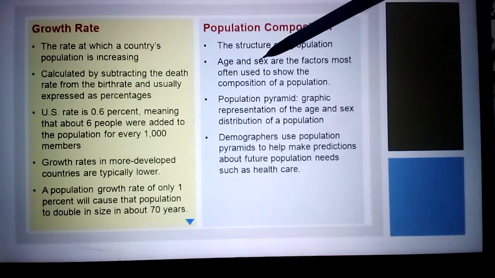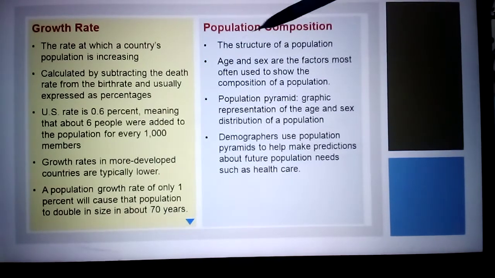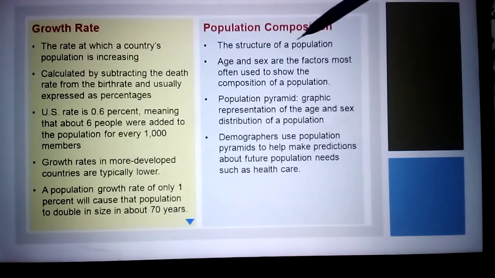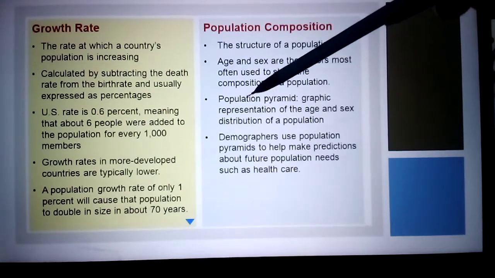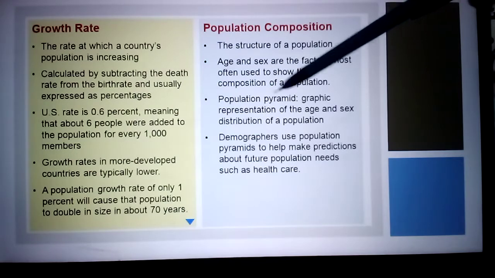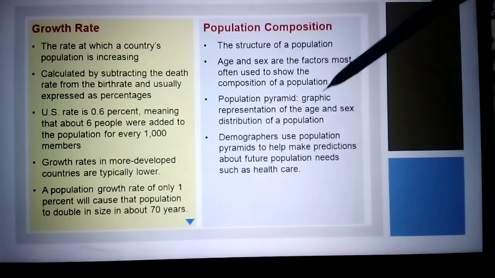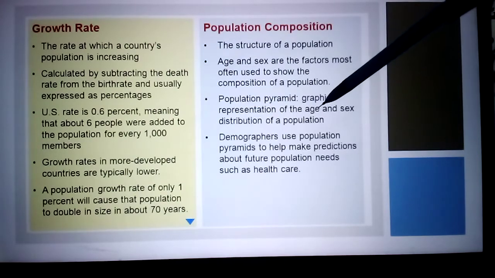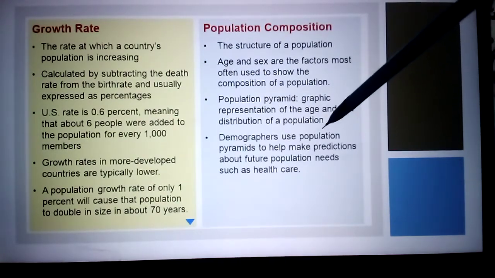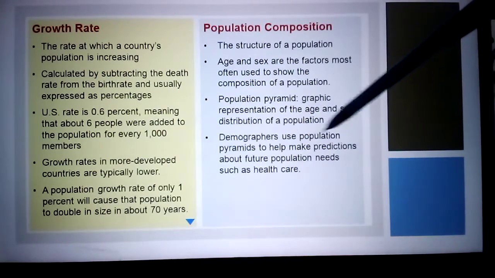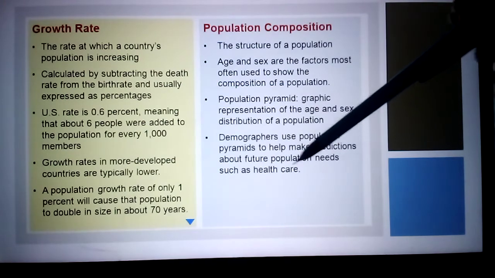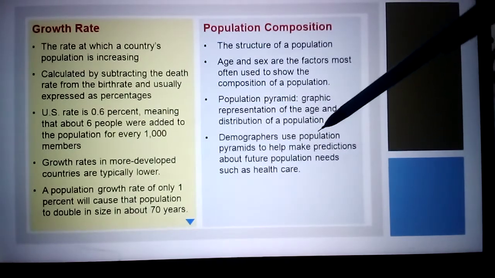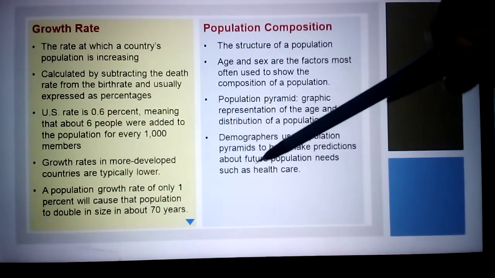Next, based on sex, the male population and female population in each age group are the factors most often used to show the composition of a population. We show this in a graphic representation, the population pyramid. It is a graphic representation of the age and sex distribution of a population. Demographers use population pyramids to help make predictions about future population needs such as healthcare. By seeing the population pyramid, they will plan how to provide healthcare.